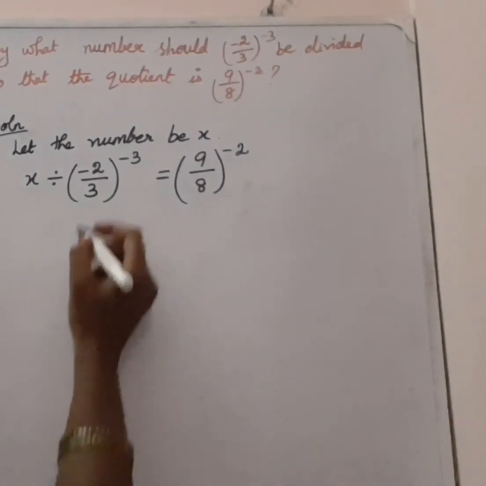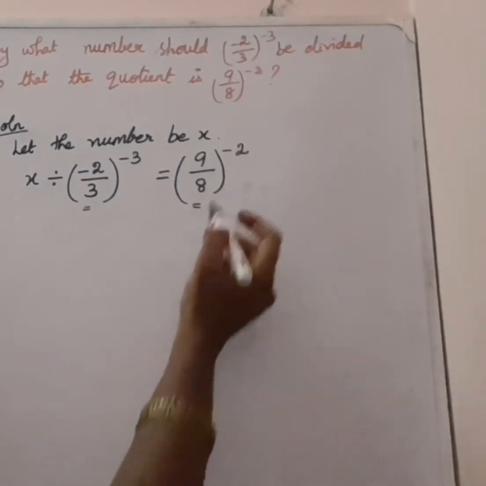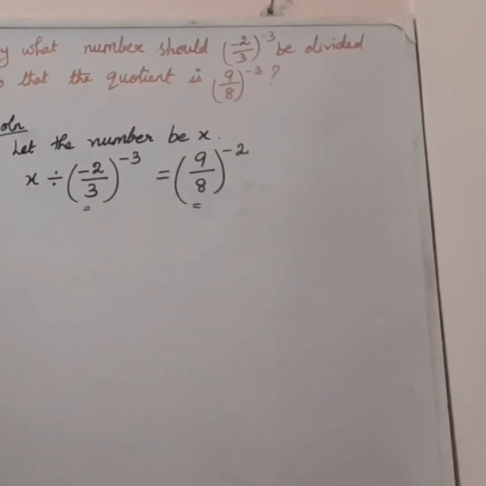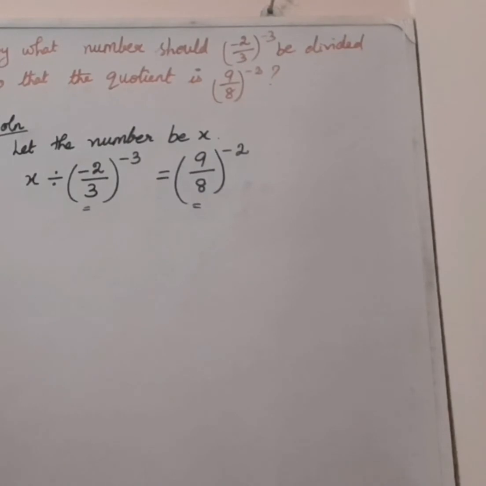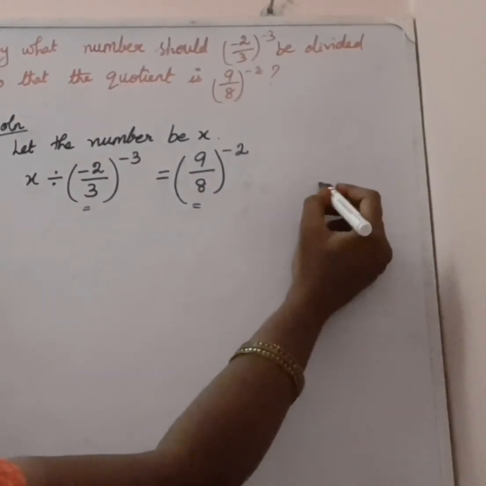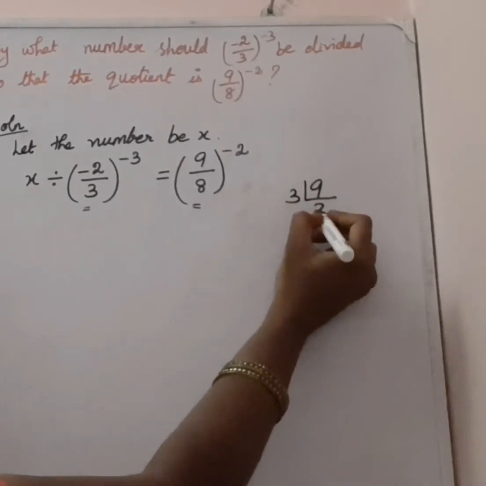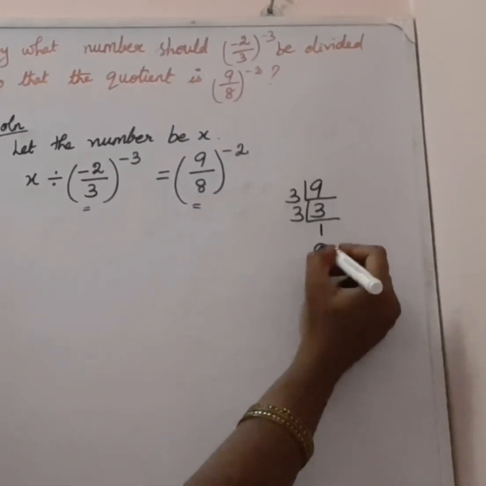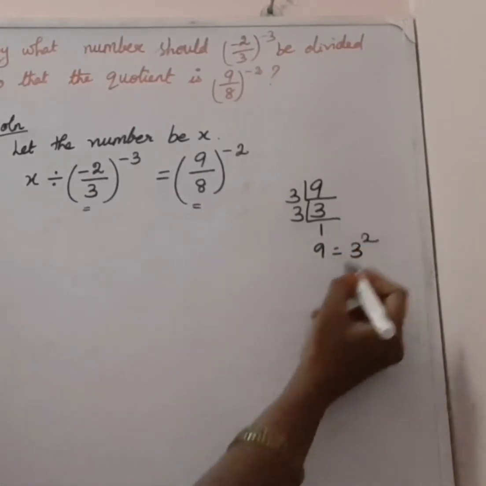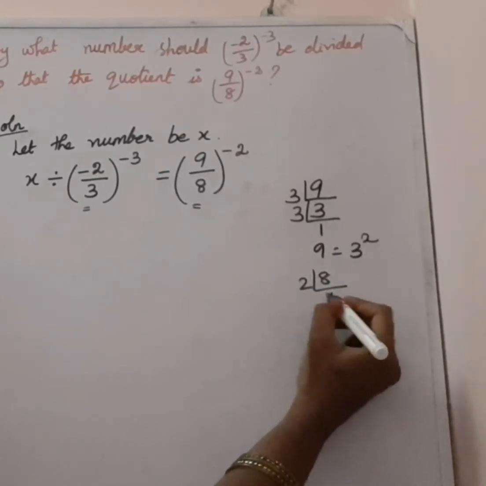Okay, now see here, this base and this base are different. Here we have a square number and a cube number. Here we have a prime number. So convert these two into prime numbers. So what is the square value of 9? In the 3 table, 3 times, in the 3 table, 1 time. So 9 equal to 3 power 2. Then for 8, in the 2 table it is 4 times.